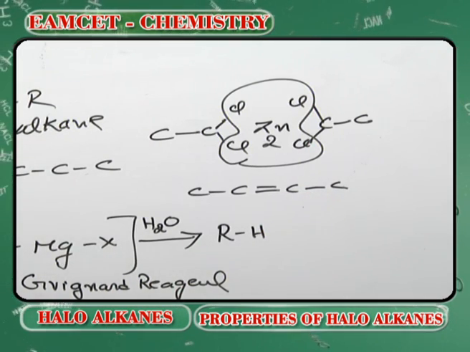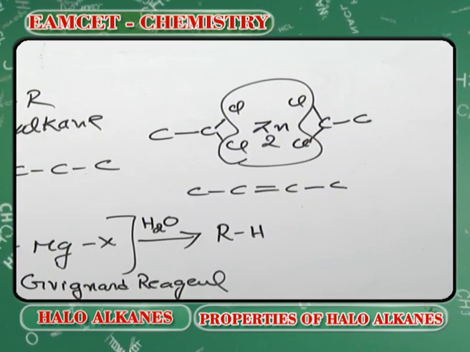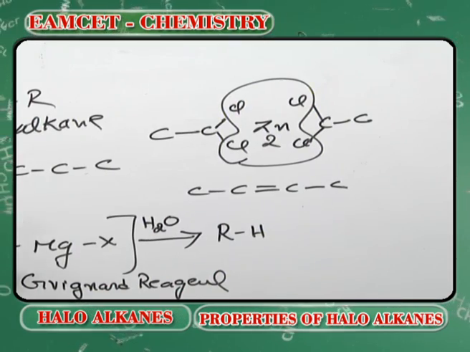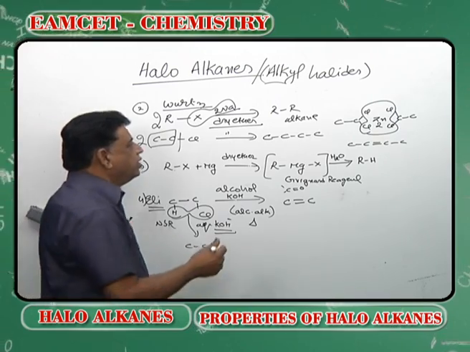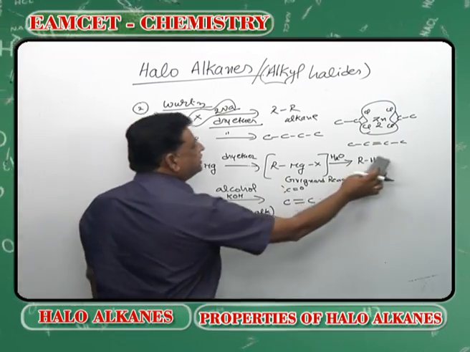Even this is an extension of the same type of Wurtz reaction, but if one halogen is there, a single bond is formed; two halogens, a double bond is formed. We have a further extension for this reaction.